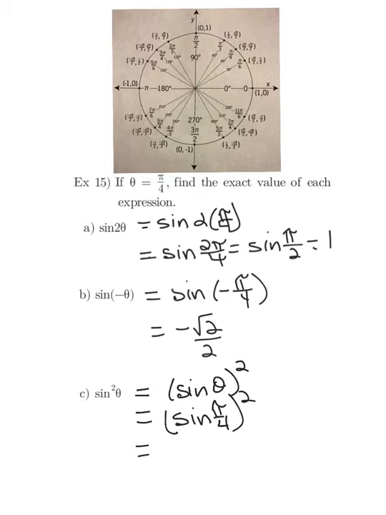Well, if you go to pi over 4, which is here, and find the sine value, it's the square root of 2 over 2. So we're going to replace the sine of pi over 4 with what it's equal to, square root of 2 over 2, and square it. If you square the top, you get 2. If you square the bottom, you get 4. And then simplify that, you get 1/2.